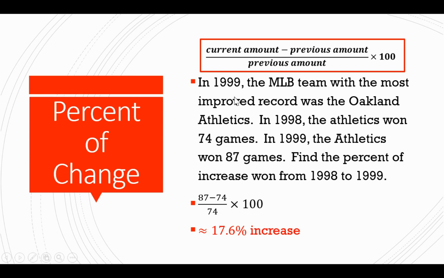Here's an example. In 1999, the MLB team with the most improved record was the Oakland Athletics. Did they make a movie about that? Was it called Moneyball? You have to check.